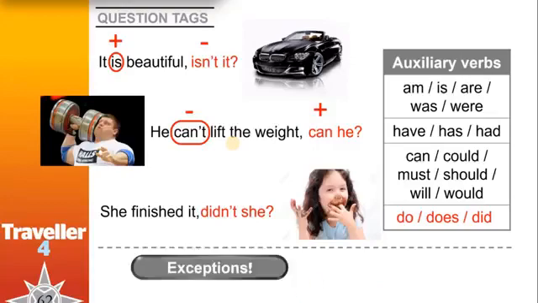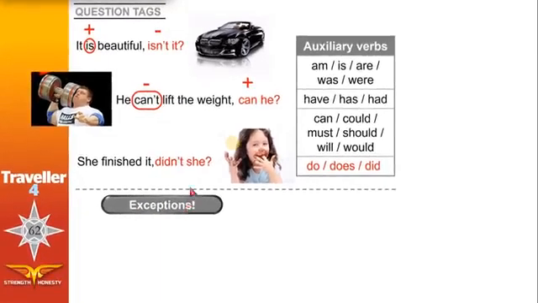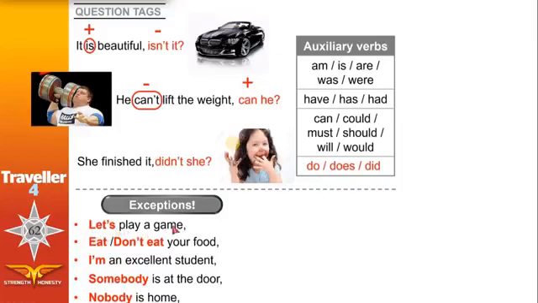Alright, was that easy? Now, there are few exceptions. Exceptions means these rules don't apply. These are the exceptions. Let's play a game. Every time you start with let's, you finish with shall we. Always, let's, shall we. If you start with a verb, like when you give a command, eat your food, listen to me, do your homework, don't go to bed, don't watch TV, you finish with will you.